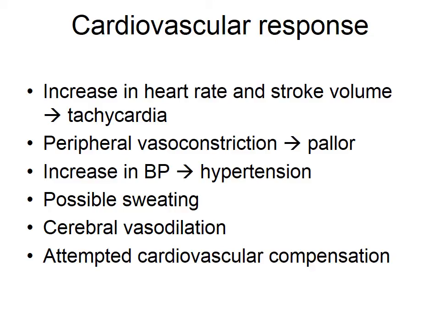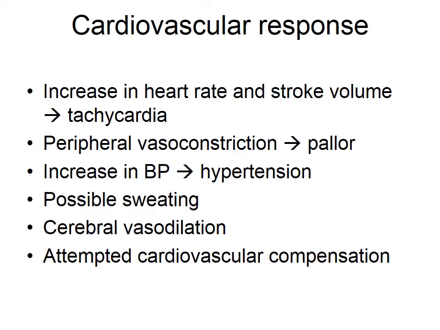Hypoxia will induce an increased sympathetic outflow from the medulla oblongata. This will result in increased heart rate and stroke volume, so there'll be a tachycardia. There'll also be a peripheral vasoconstriction, because any blood that is able to carry oxygen should be conserved for the internal vital organs like the myocardium and the brain. So there's peripheral vasoconstriction, but that's also useful for us because we can notice pallor. The patient can be pale as a clinical feature of hypoxia.